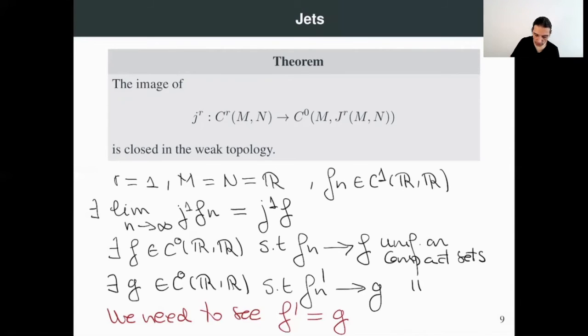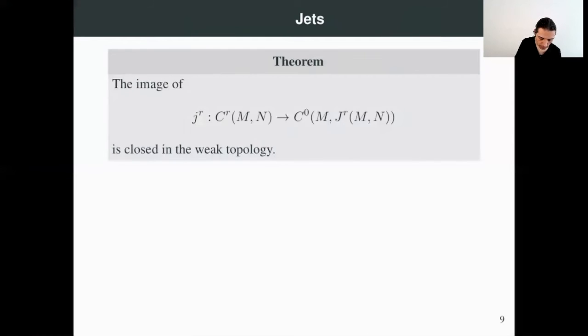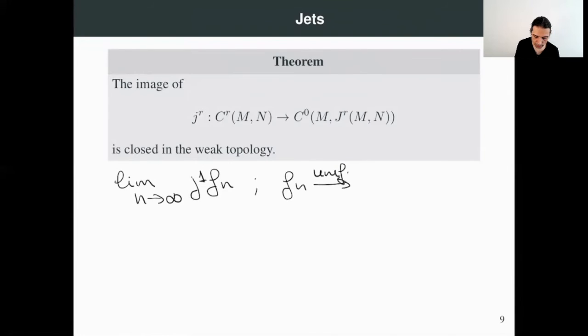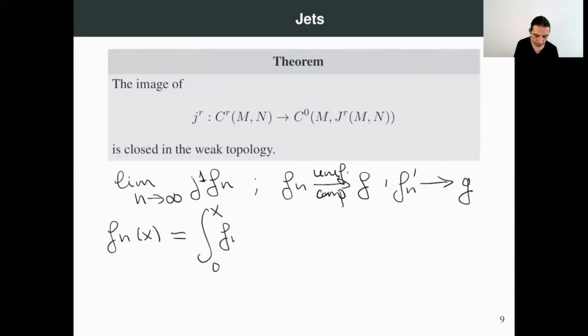So, okay, what can we do in order to prove this? We are considering the limit of the first jets of the sequence f_n, and f_n converge uniformly on compact sets to f, and the derivative of f_n converges also uniformly on compact sets to g. Very good. But now we can use that f_n applied to x is just the integral between 0 and x of the derivative of f_n. We have this formula, and that's the fundamental theorem of calculus, if you like.